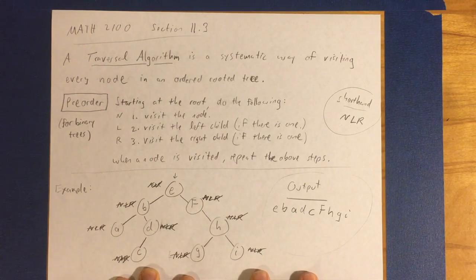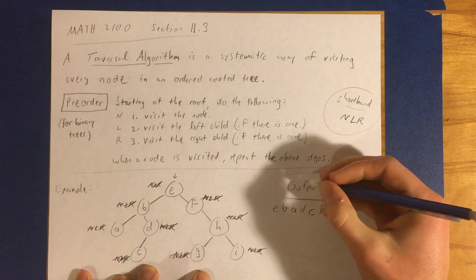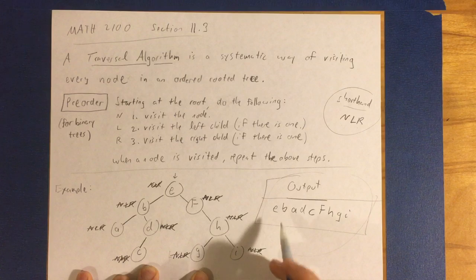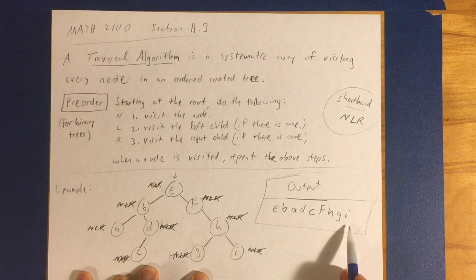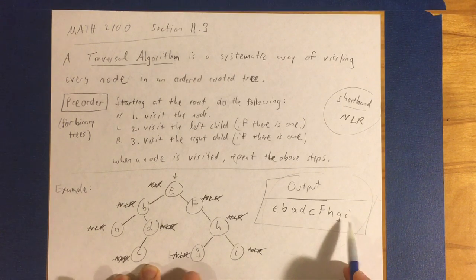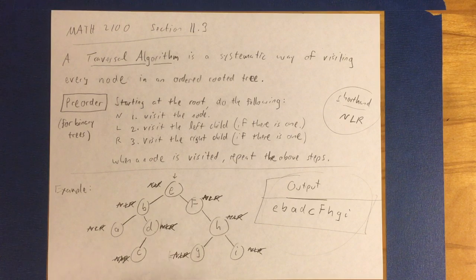So that was a demonstration of how we walk through the pre-order algorithm to traverse an entire tree. And right here is the output that I obtained. Here are all of the values stored in the tree, printed out in the order in which they were visited using this algorithm. In the next video, I'm going to go over the in-order algorithm and then the post-order algorithm, and we'll see how they are a little bit different.